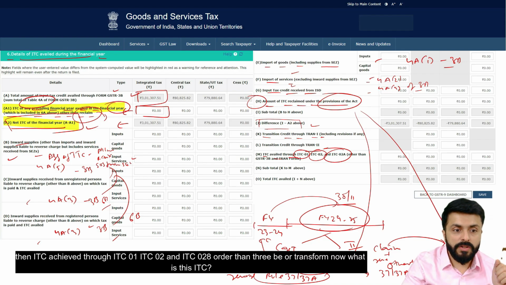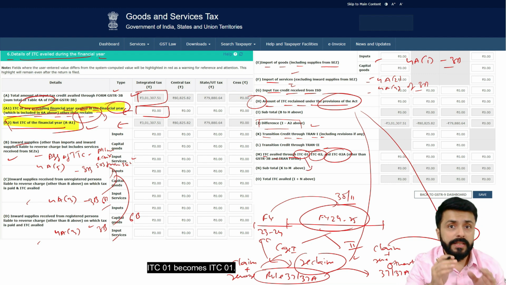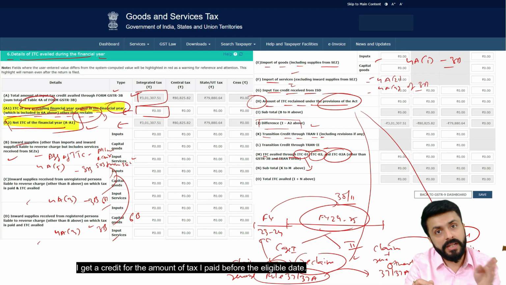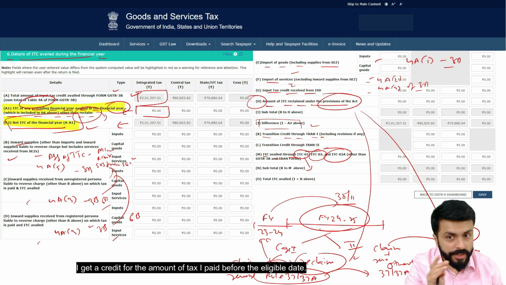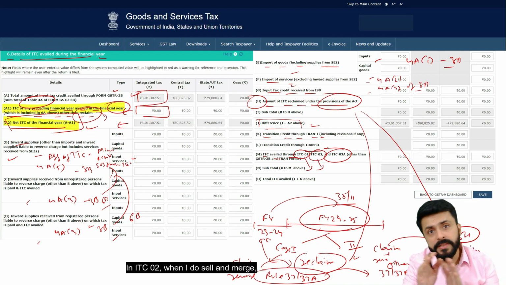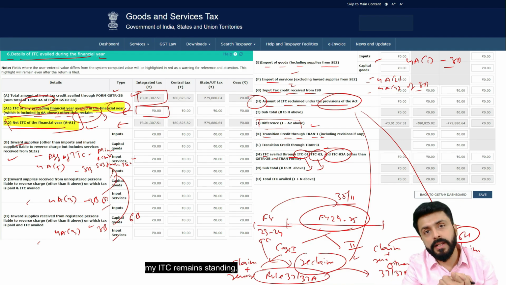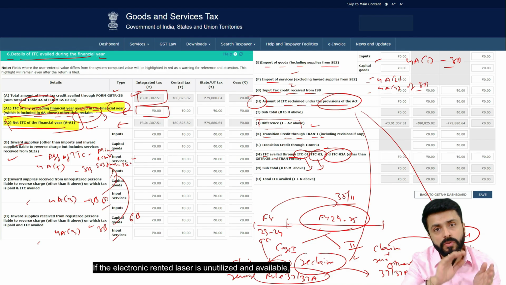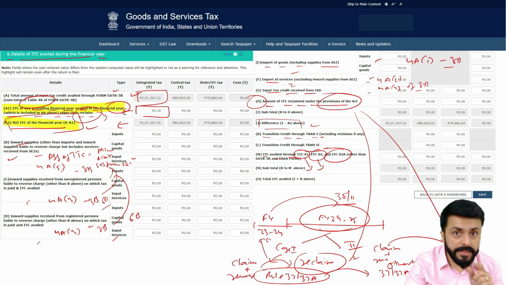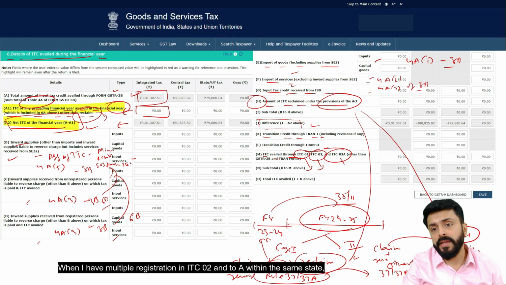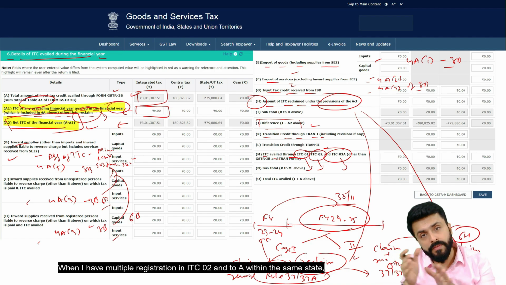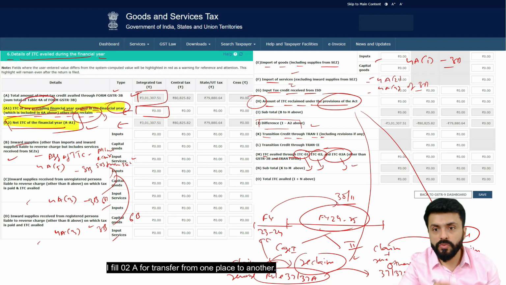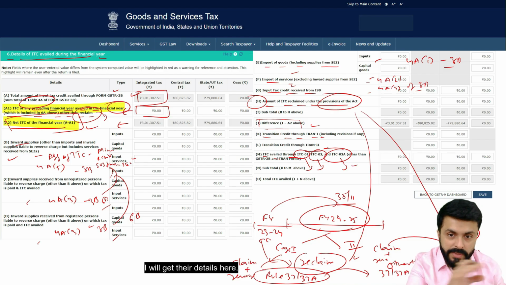Now what is this ITC? ITC-01: when we apply, I get a credit for the amount of tax I paid before the eligible date. In ITC-02, when I do sale and merge, my ITC remains standing. If the electronic credit ledger is unutilized and available, I will get it transferred. When I have multiple registrations in the same state, I fill ITC-02A for transfer from one place to another. I will get their details here.